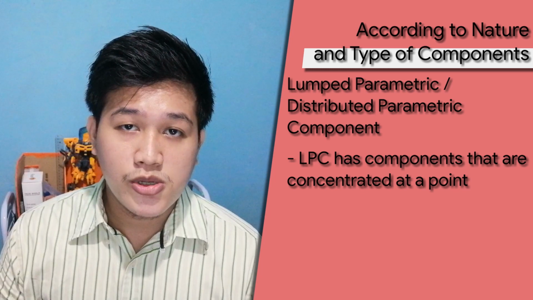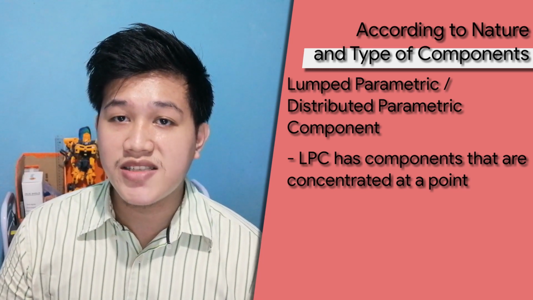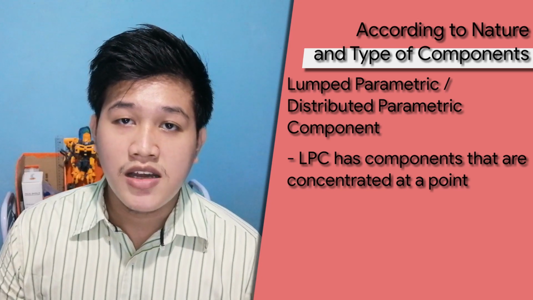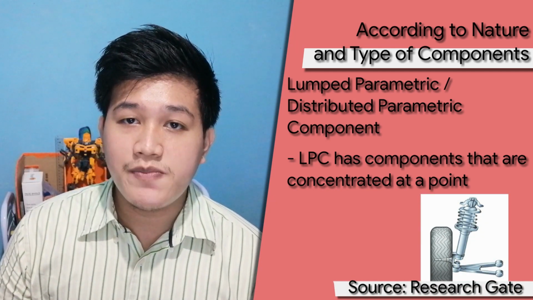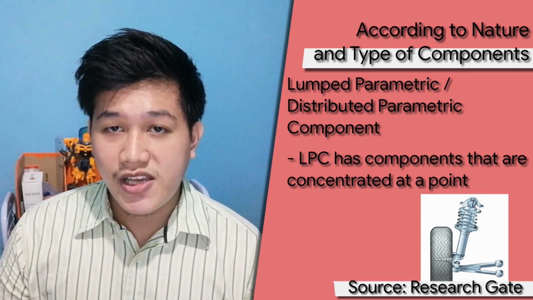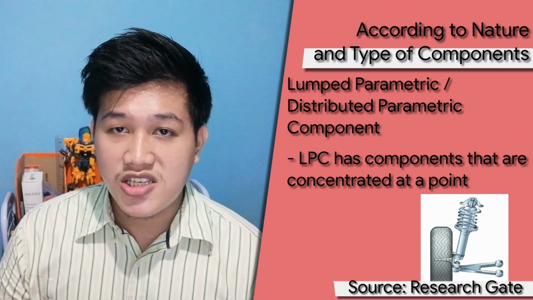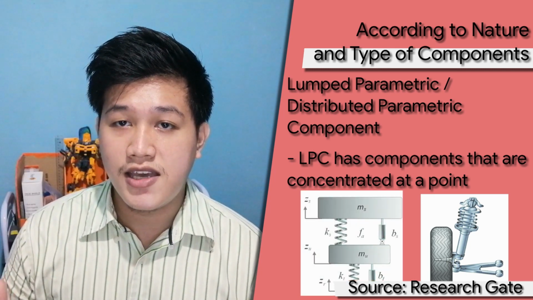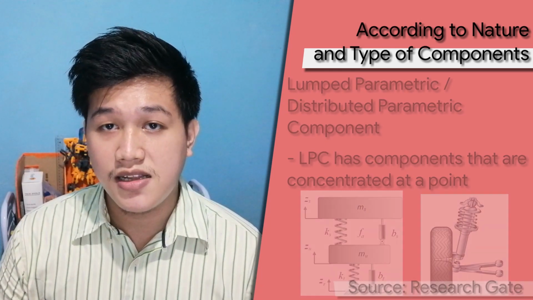Lump parametric component or LPC is one in which the components are considered to be concentrated at a point. A good example for this is a suspension in a vehicle, as various components are lumped together to achieve the same thing, to dampen the feel of the road from the tires. If we're talking about the mathematical equation for this, it will look like this. And this is called the forced mass spring damper model.